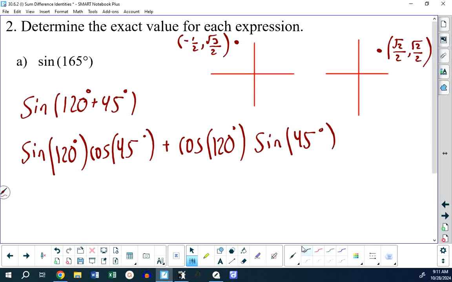That sine of 120 degrees is going to be the y coordinate at 120 degrees, which is root 3 over 2. Cosine of 45 degrees is the x coordinate at 45 degrees, which is root 2 over 2. And then plus cos of 120 is the x coordinate at 120, which is negative 1 over 2. And then times sine of 45, which is root 2 over 2, because that's the y coordinate at 45 degrees.